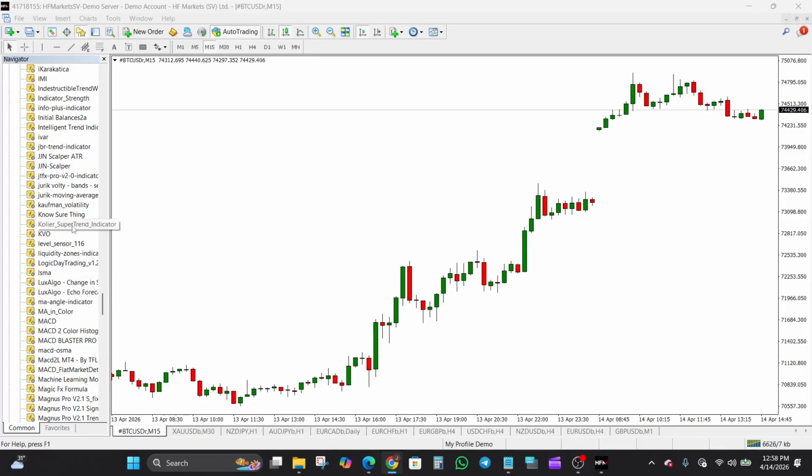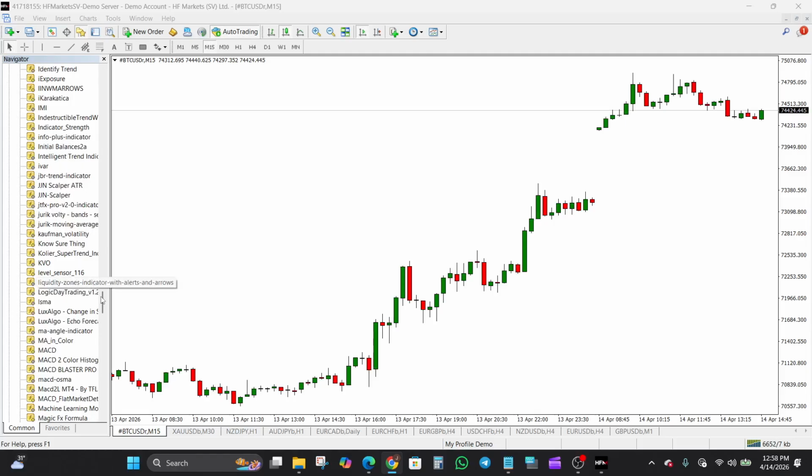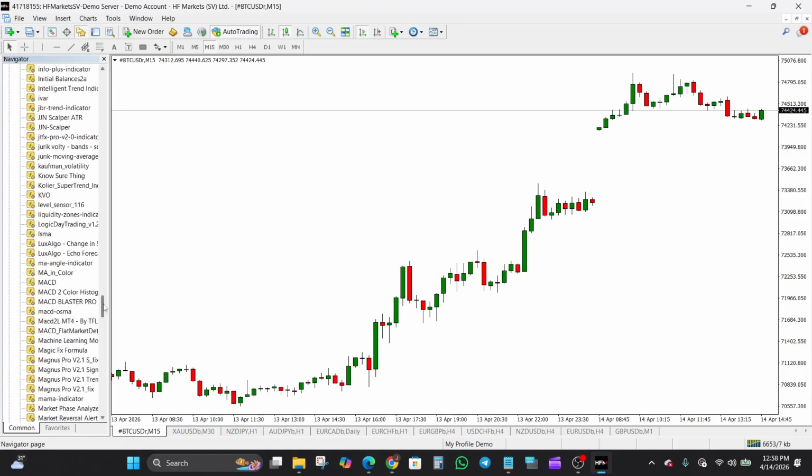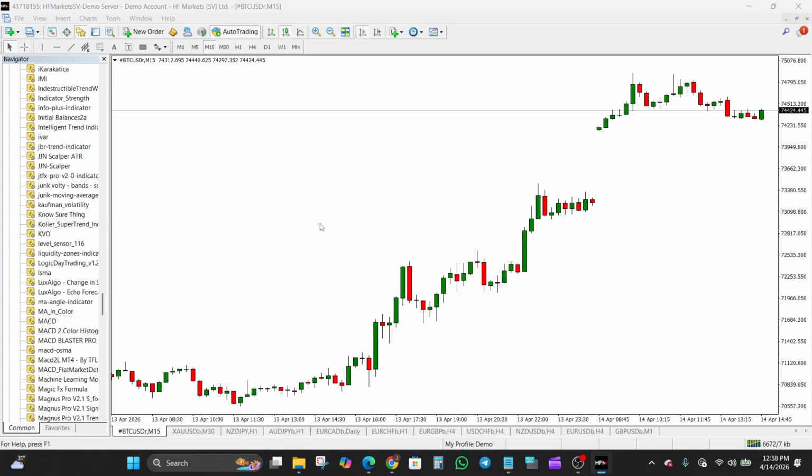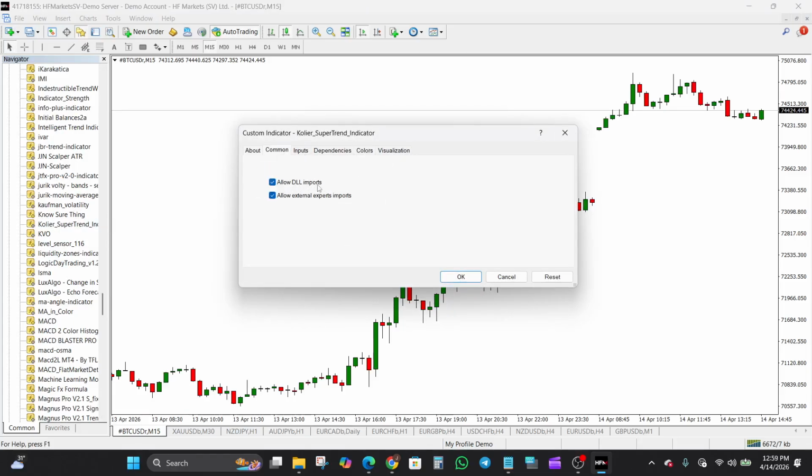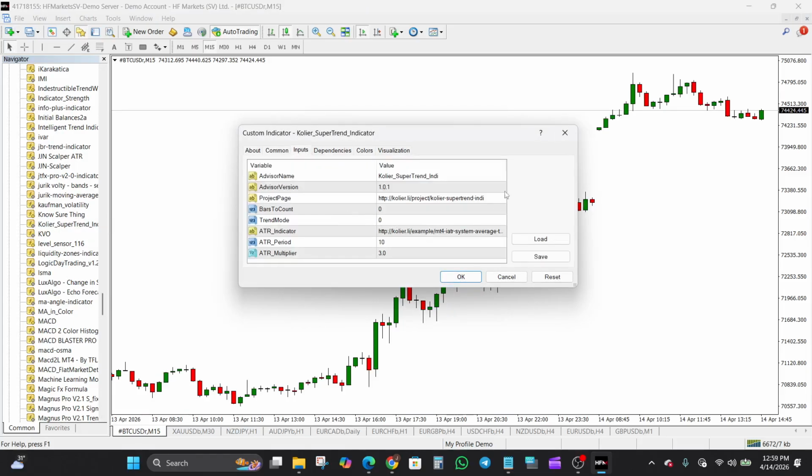Okay, so let's quickly add the indicator to the chart. Let's look for that. Here we go, drag and drop. Ensure that the allow DLL imports box is checked. As for the input settings, you can actually modify these according to your taste, like the ATR multiplier, ATR period, and so on.